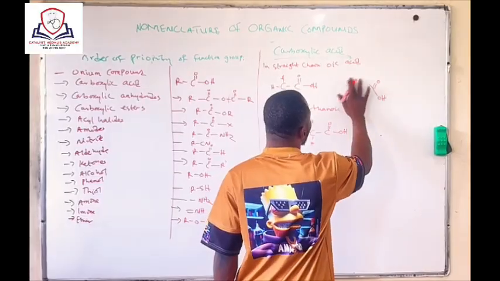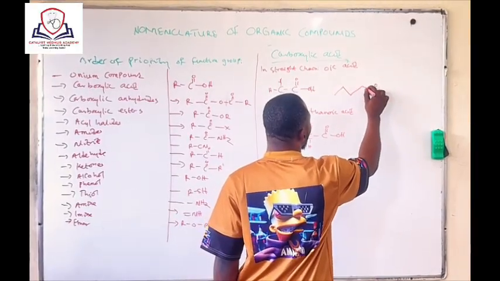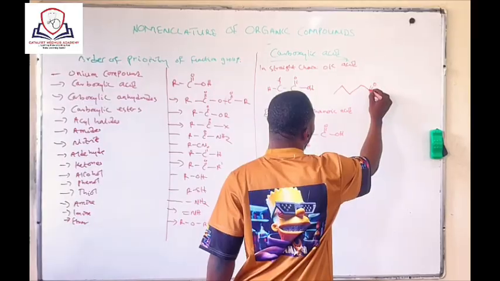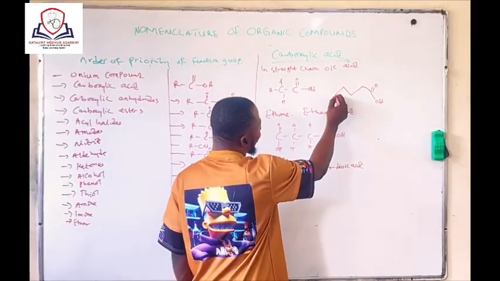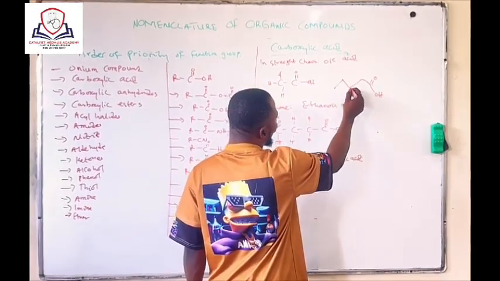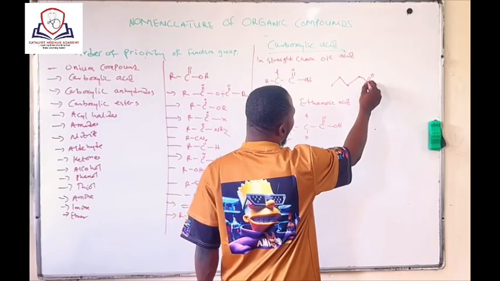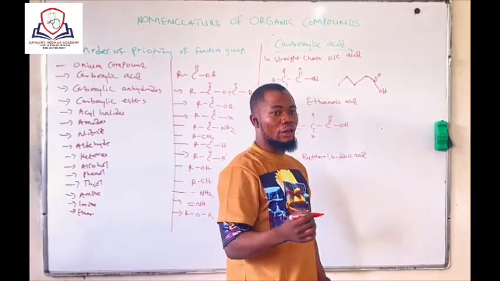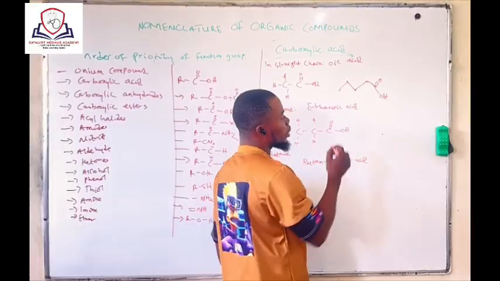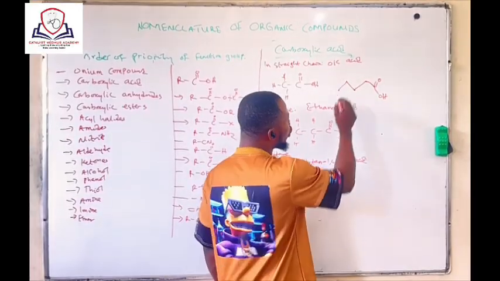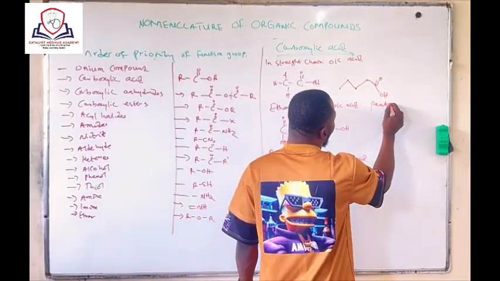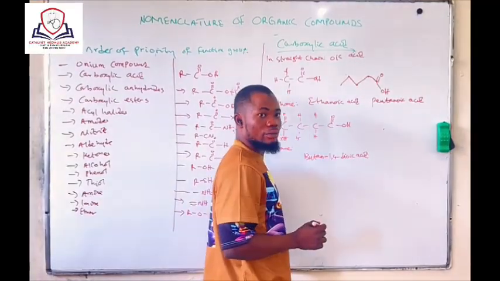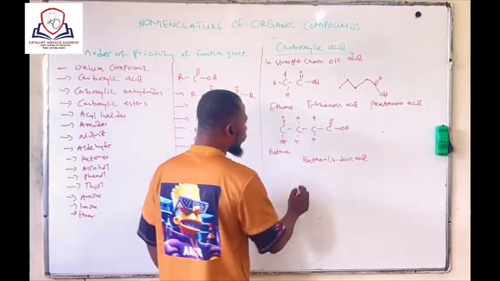You can also have something of this nature. Now, you count the number of carbons you have. This is carbon number 1, 2, 3, 4, and 5. And carbon number 5 is pentane. But since we have a carboxylic functional group, it changes to pentanoic acid.